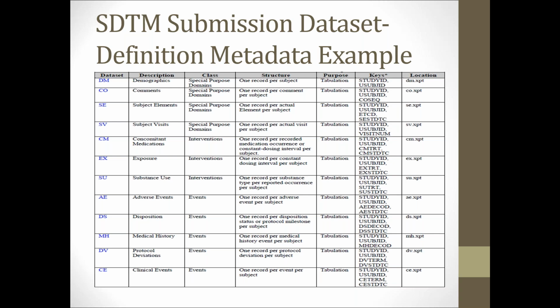And SE is subject elements. It is a special purpose domain. One record per actual element per subject. So for each and every subject, how many elements has he participated in? Suppose a few subjects will not complete the study. For example, the first one is the screening element, the second one is the baseline element. Okay, so these are all the elements.